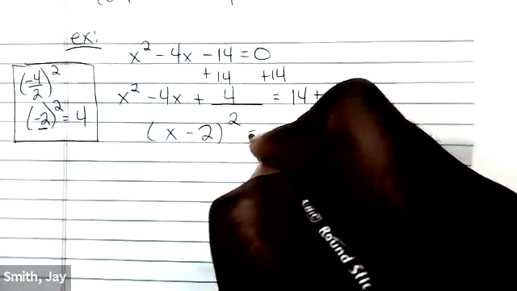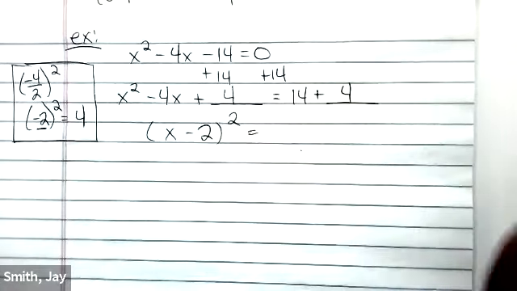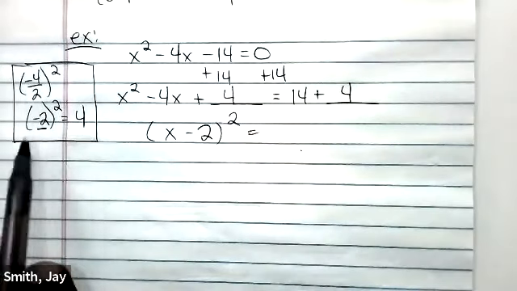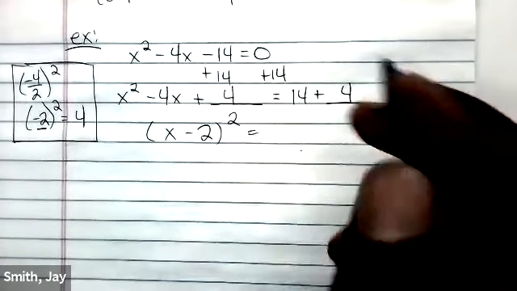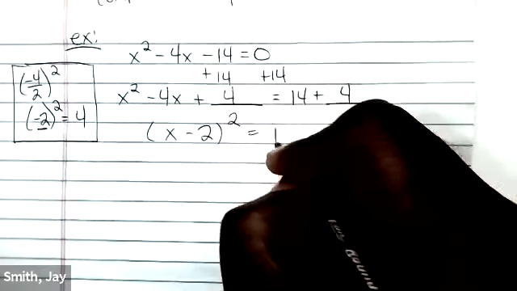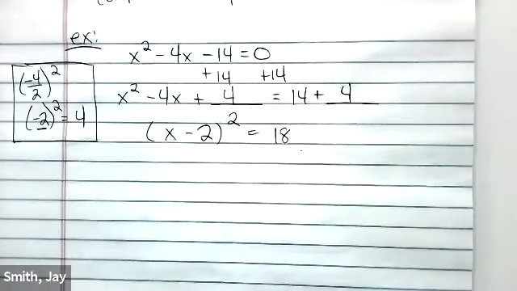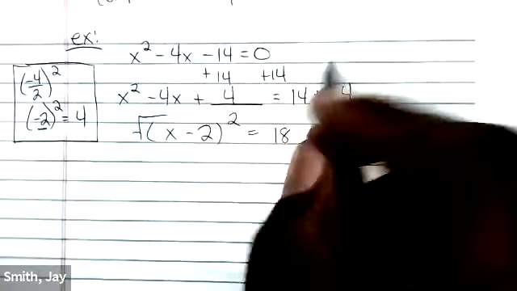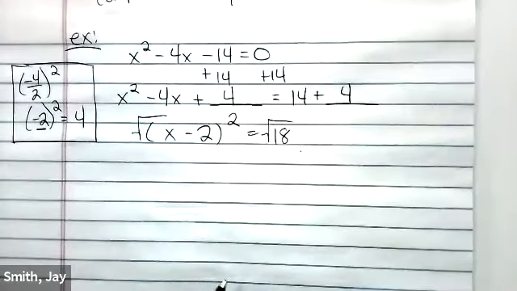And because we're all human in here, enough opportunity to make a mistake, we will make one. This can cut down on that opportunity. This is equal to 14 plus 4, which we know is 18. Now we have a simple quadratic we can solve. Next step, take the square root of both sides.